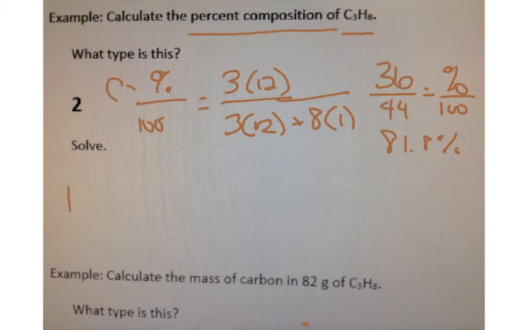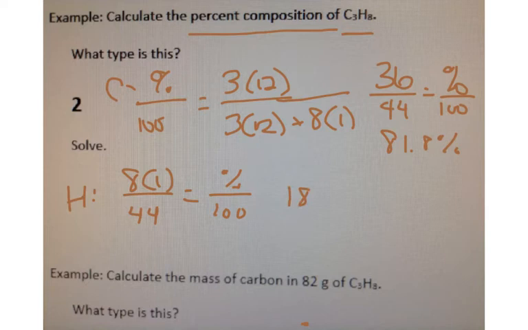Right? So to do hydrogen, it's 8 times 1, or 8, divided by the total molar mass of C3H8, which we already calculated was 44. That is proportionally going to be equal to the percentage over 100. So when you cross multiply and divide for this one, you get hydrogen is contributing 18.2%, which makes sense because if we added up the carbon's percentage with the hydrogen's percentage, we would get a total of 100%, which makes sense because the only things contributing towards mass in C3H8 are carbon and hydrogen.